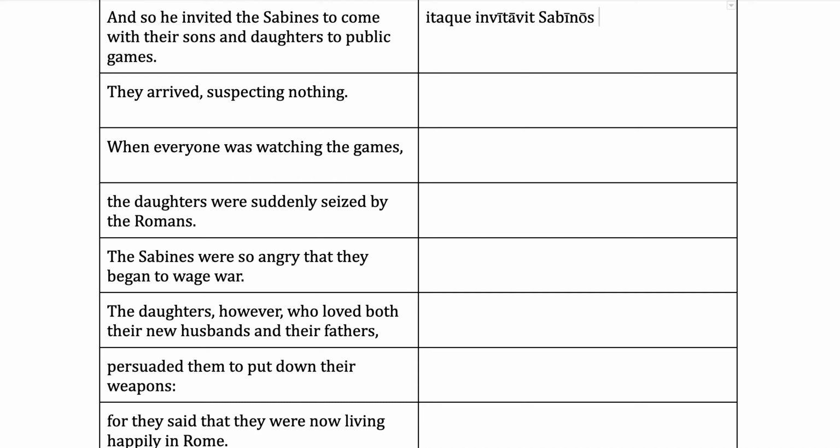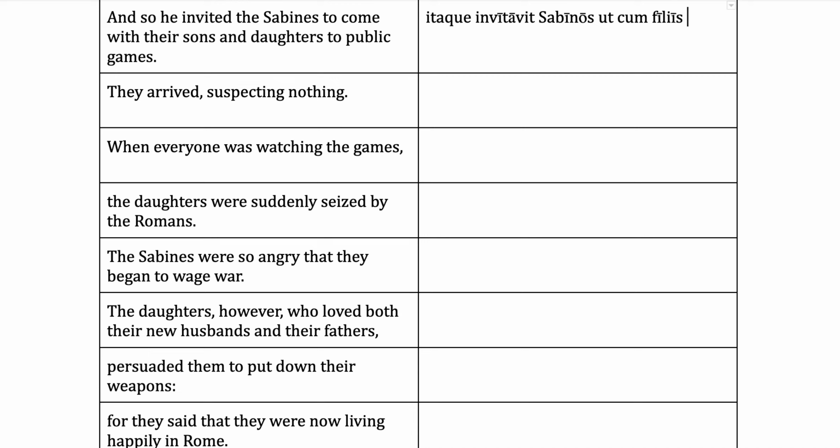He invited the Sabines. And then this verb to invite in Latin, invitare, is followed by ut and subjunctive. So he invited them to, and then we'll put that verb at the end. So now we can say to, and then we can say with their sons. So cum, now a son is filius, but we want here the ablative plural because cum always takes ablative. So cum filiis.